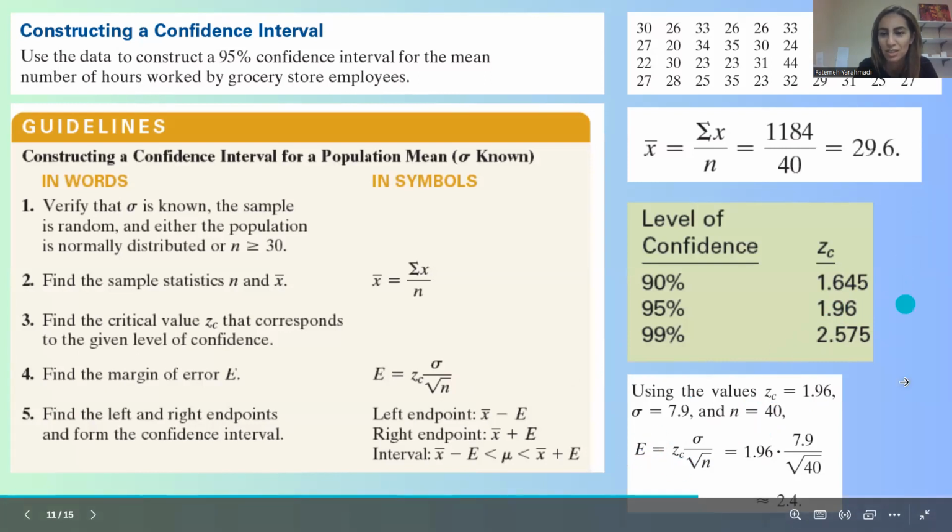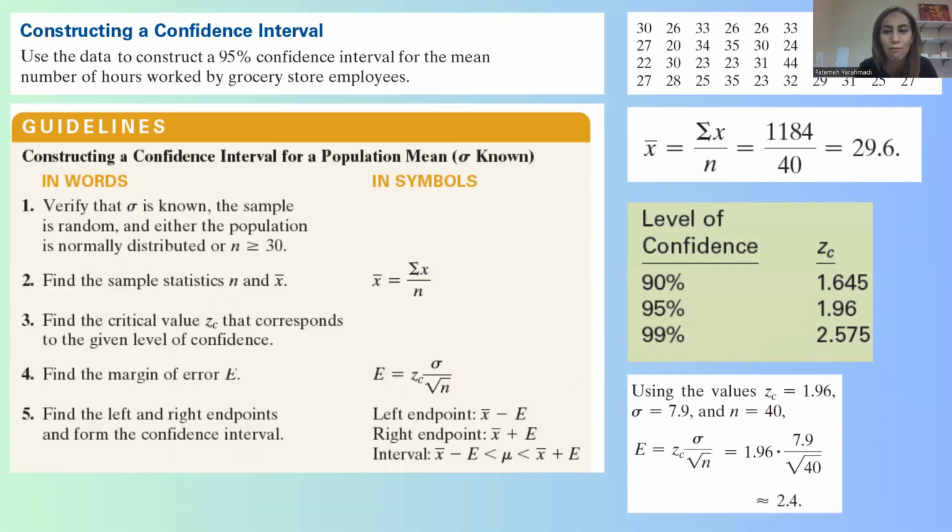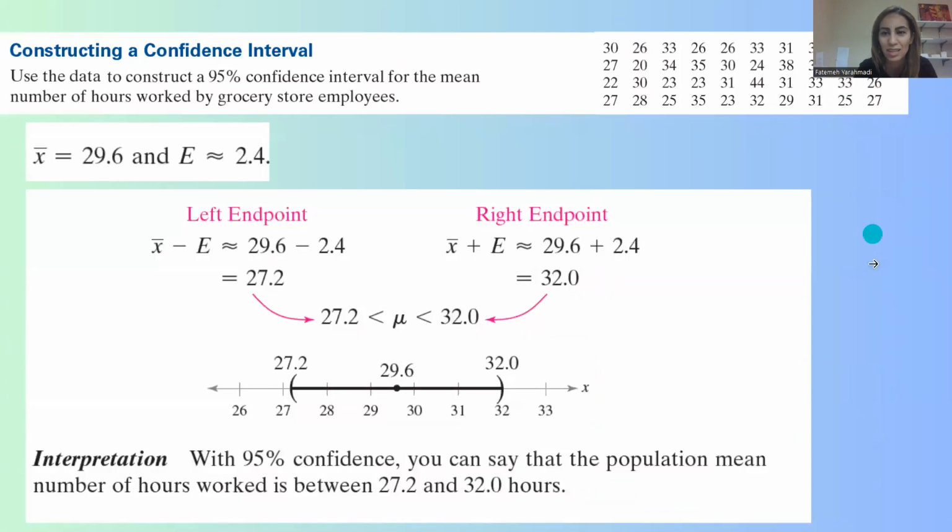The margin of error is zc times sigma over square root of n, or 1.96 times 7.9, our sigma, divided by square root of sample size, which is 40. Once we do the calculation, it is about 2.4. So we have the margin of error. Now we can go to the next step.